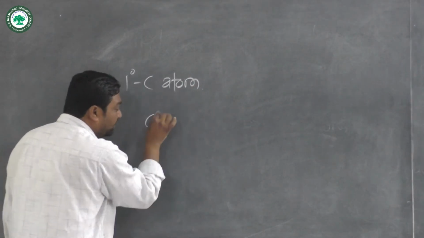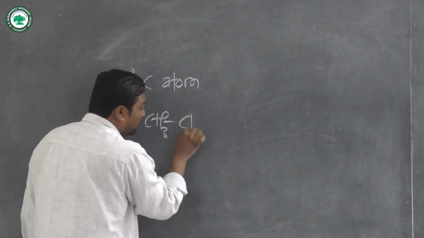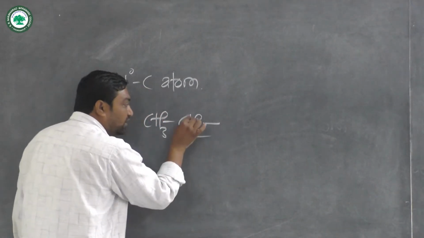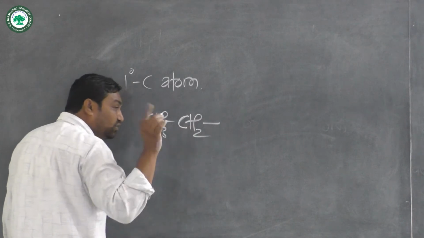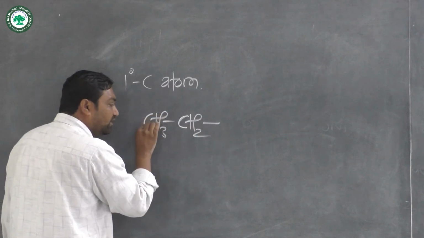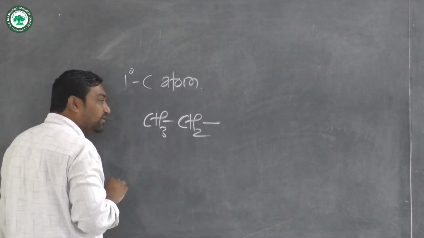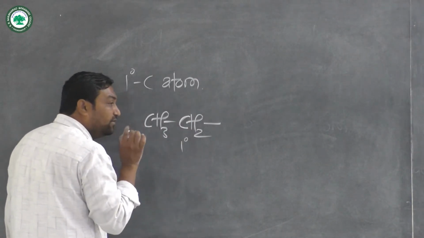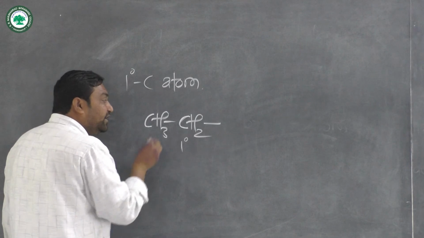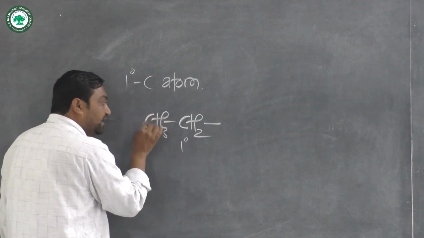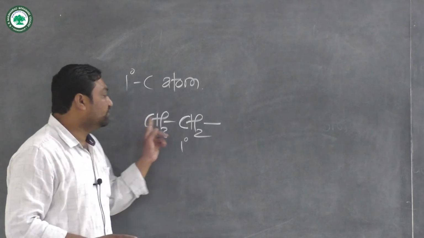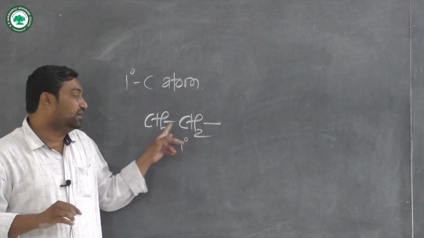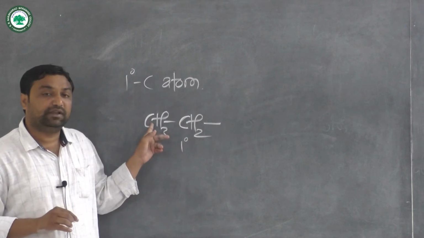For example, this is a carbon atom to which only one carbon atom is attached. That's why it is called a primary carbon atom. Whereas if we see this carbon atom, this carbon atom also contains only one carbon atom directly attached to it. Such carbon atoms are called primary carbon atoms.